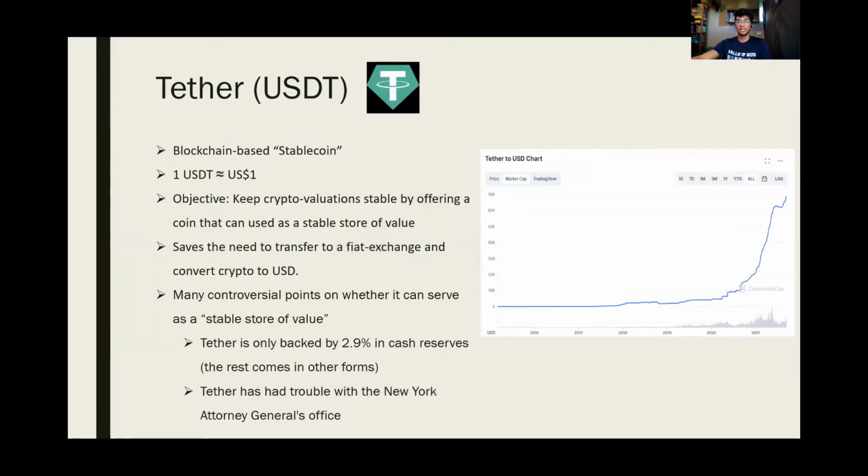However, there have been allegations on whether the actual USD reserves of USDT are proven, and they revealed that the cryptocurrency is actually only 2.9% backed by cash reserves, with the rest being in derivatives such as cash equivalents or secured loans. Sadly, Tether has also encountered troubles with the New York Attorney General Office for unlawfully hiding losses.